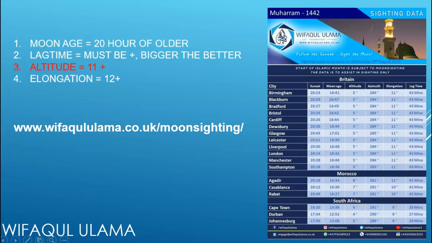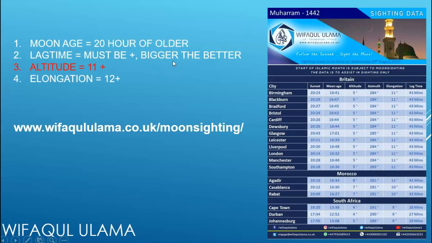I'm going to make it easier for you to understand this data and omit some of the more technical details. This is a very rough and approximate generalization. Generally, look for the age of the moon to be 20 hours or older. Lag time must be positive, as we have covered before. Remember, bigger the number, the better.